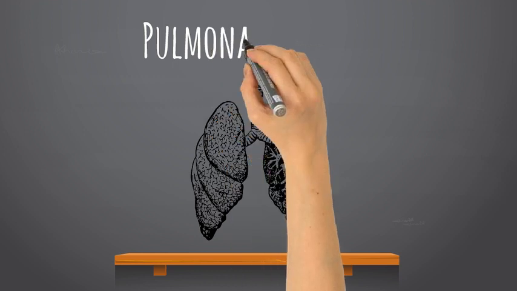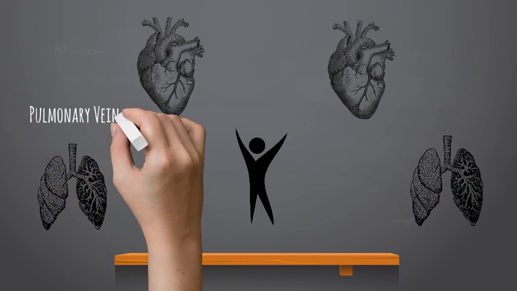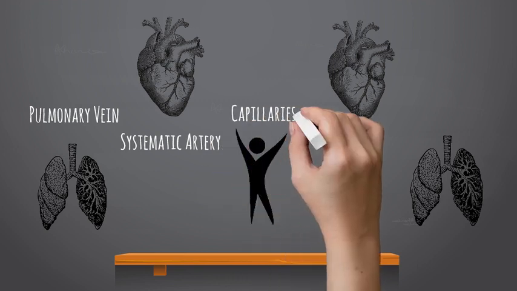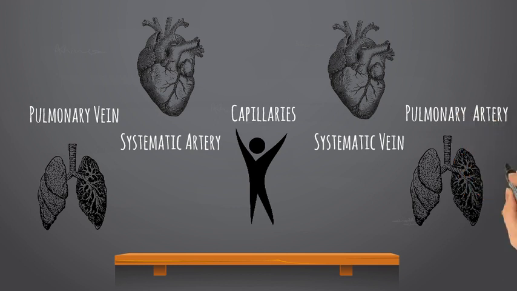The heart will then pump the blood back to the lungs by the pulmonary arteries. Once it reaches the capillaries of the lungs again, it will release carbon dioxide with a breath out and reabsorb new oxygen with a clean breath in.